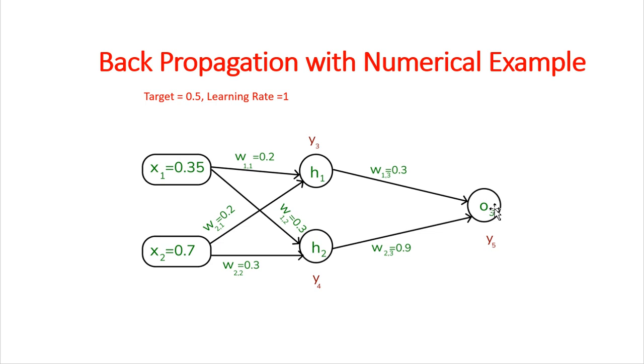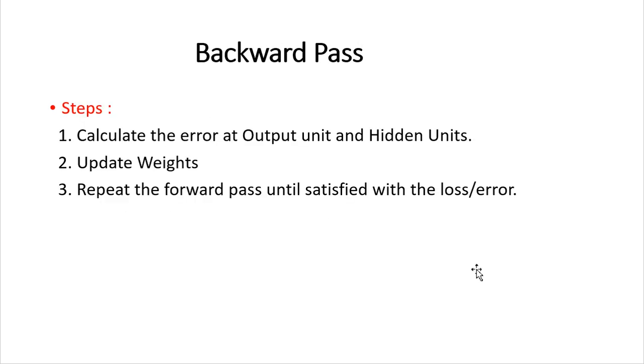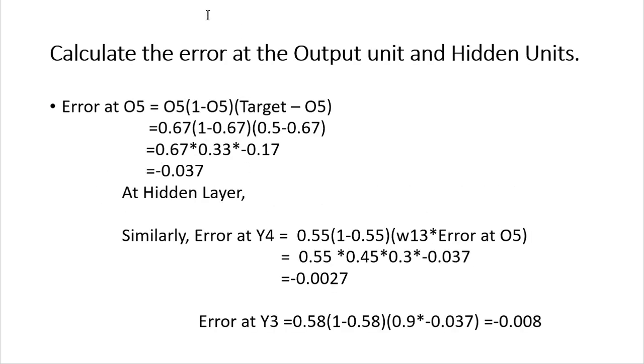After completing the first epoch, we need to go for the second epoch. In the second epoch again we need to check and calculate the error, and if the error is satisfactory then we can stop the training and declare that as the final accuracy or final outcome, right? So if we see the backward propagation, let us calculate the error at the output and hidden layers.